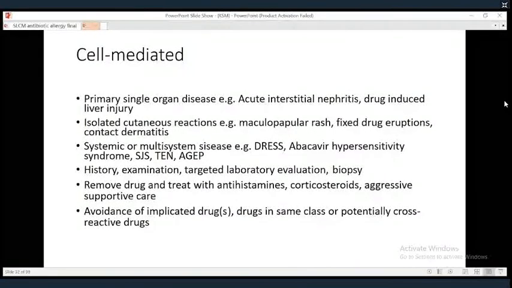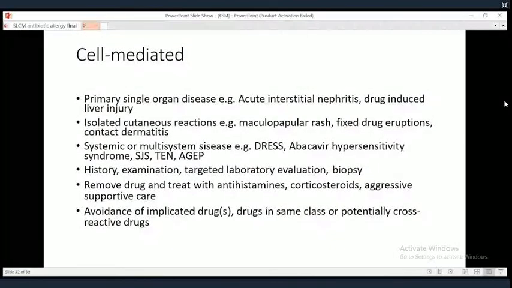So cell-mediated ones can affect a single organ, such as in the case of acute interstitial nephritis, drug-induced liver injury. They can lead to isolated cutaneous reactions. So sometimes patients may develop maculopapular rash, fixed drug eruptions, and contact dermatitis. Or sometimes they can be systemic or multi-system disease. So examples are drug reaction with eosinophilia and systemic symptoms, or DRESS, abacavir hypersensitivity, Stevens-Johnson, toxic epidermal necrolysis, acute generalized exanthematous pustulosis.